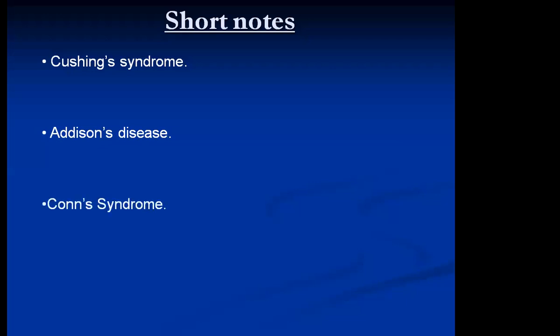Conn syndrome can be asked as a short note. So primary aldosteronism, various bad effects of aldosterone, you should be able to enumerate the treatment, etc. Adrenal androgens can be asked as a short note.